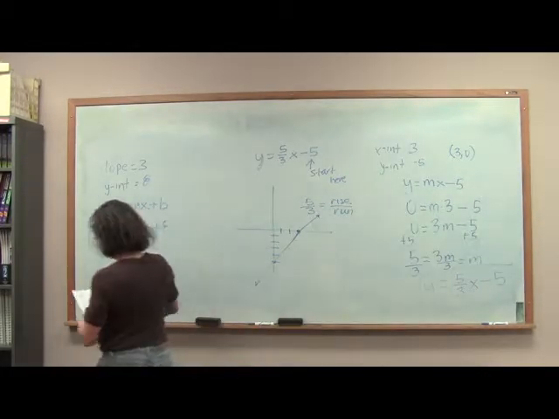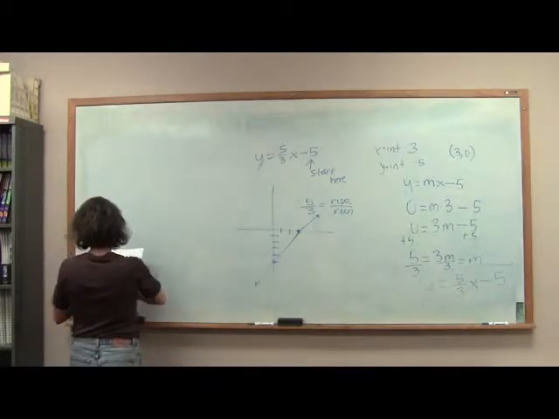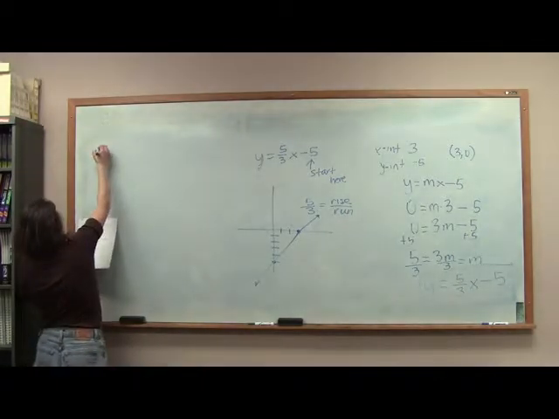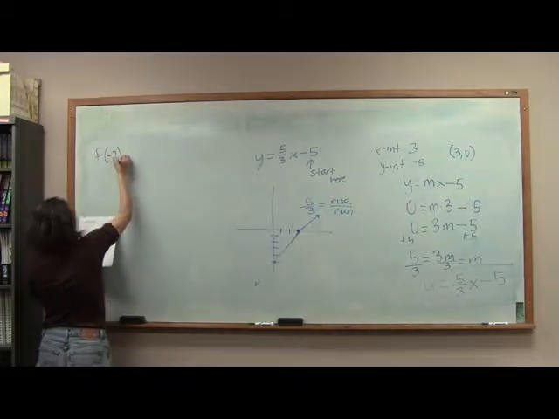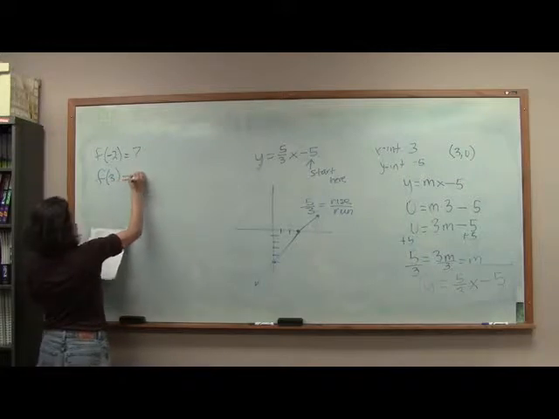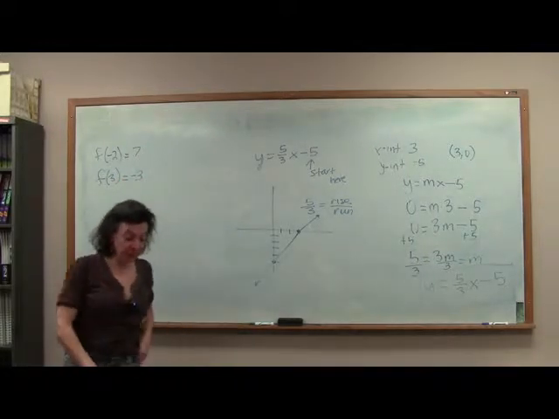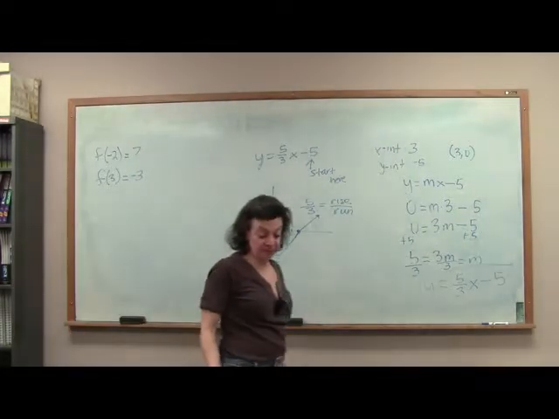All right. Let's find the equation of this line. What if I say that f of -2 is 7 and f of 3 is -3? And we want to find the formula for the line that goes through those points.